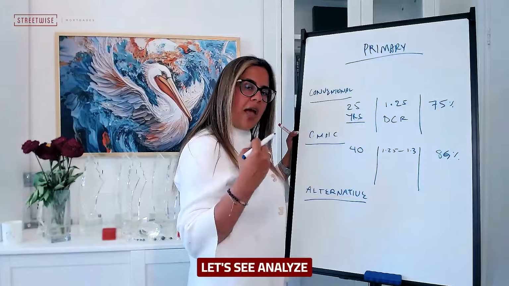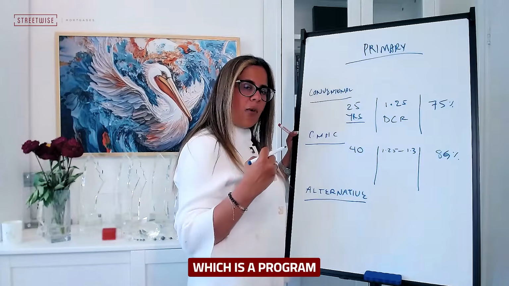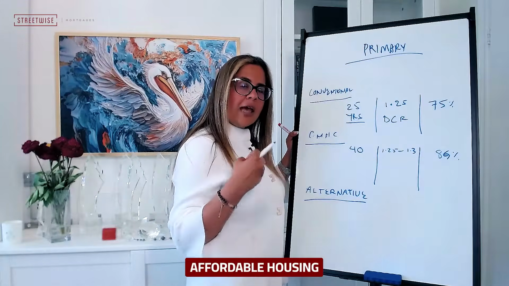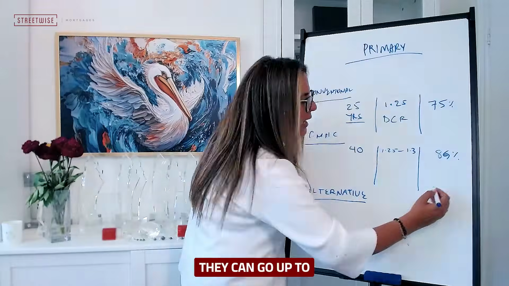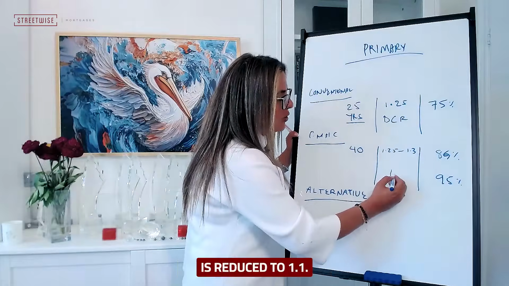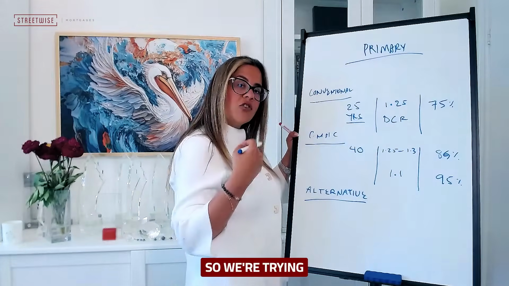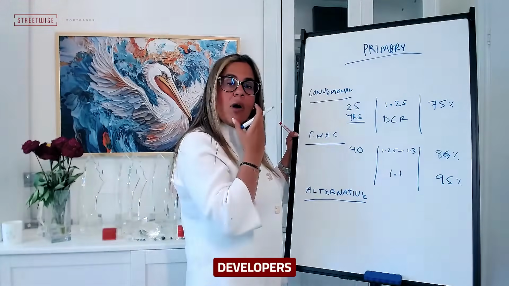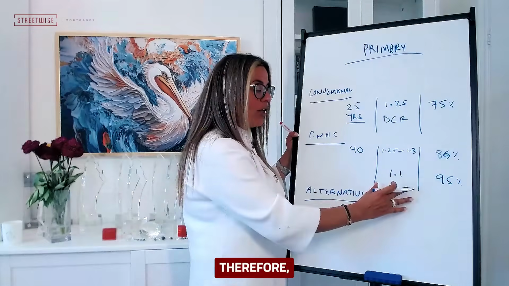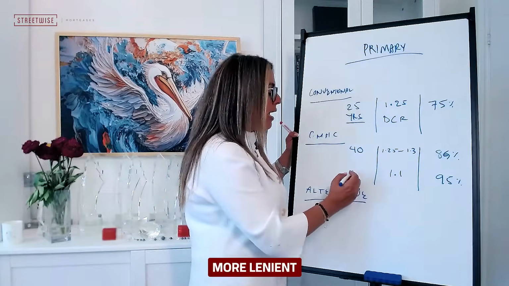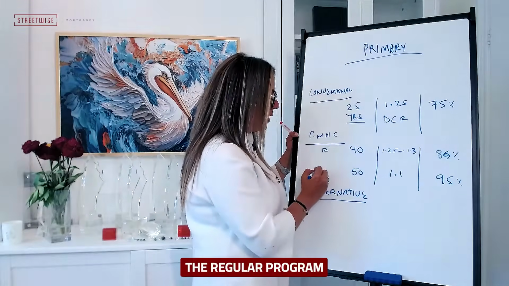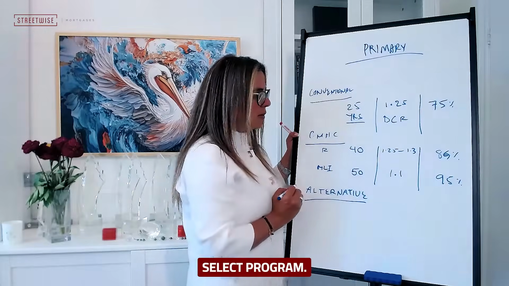Under the CMHC MLI Select program, which is a program that has been created to support affordable housing and housing creation in Canada, they can go up to 95% of the value, and the debt coverage is reduced to 1.1. So they're trying to incentivize developers and property owners to create housing. Therefore, the qualification is a little bit more lenient, and the amortization can go up to 50 years. So this is under the regular program, and this is under the MLI Select program.